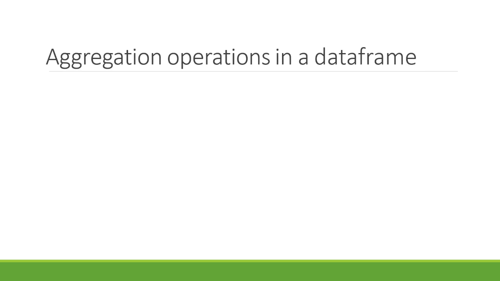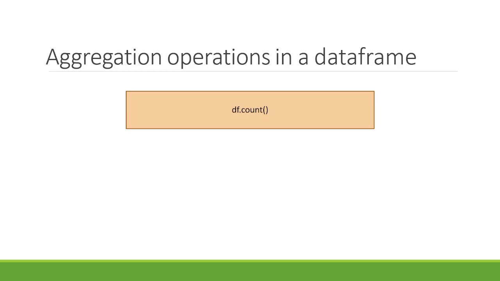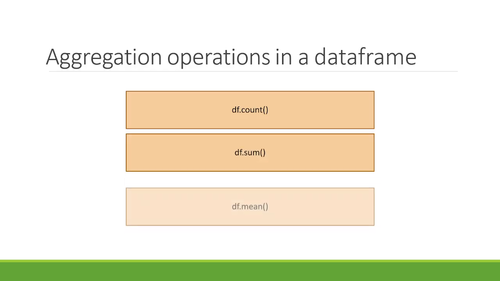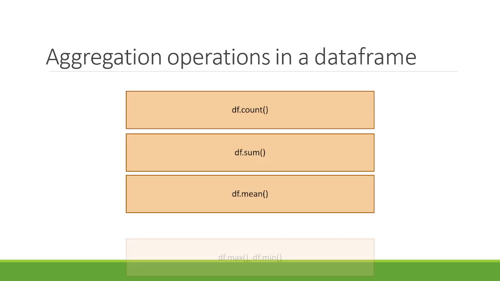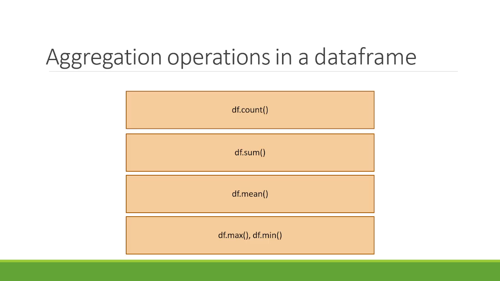Next, here we have aggregation operations in a data frame. Generally we have 5 types of aggregation operations. First we have count, next sum, and next we have mean. Mean means your average, then maximum and minimum. So these are the 5 types of aggregation functions we have.